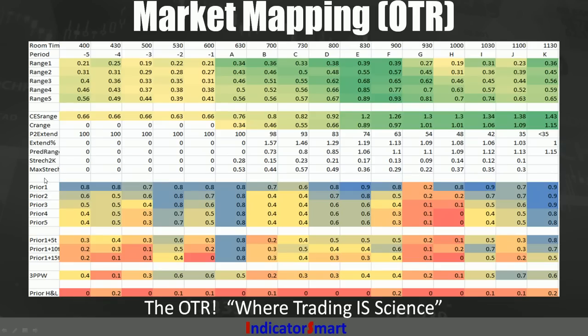This one is another table that we use called our super map. The super map is just awesome. What it told us today in A period was that we were 80% to break the prior period. 80%. But what was cool was it was telling us that we were going to break the prior period by 15 ticks at 80%.